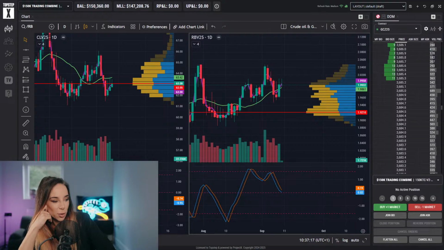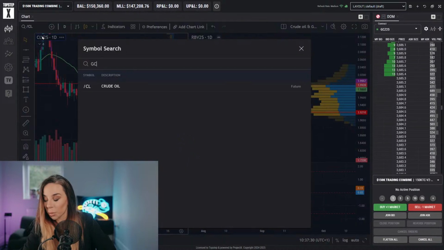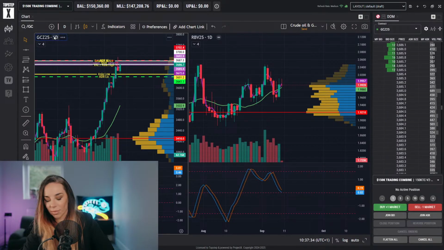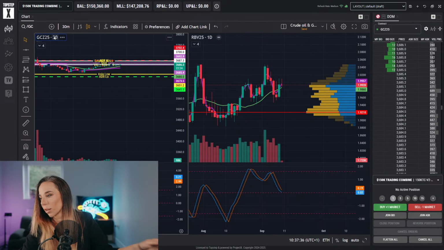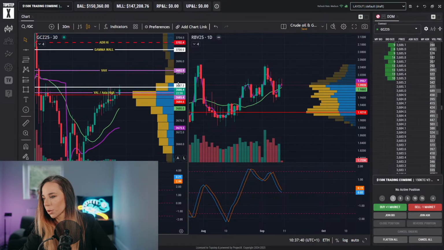GC just broke out of range. Yeah, I can see it. And then promptly pulled back. Did we do anything? No. So the bot is deeming that's not good enough for some reason. So yeah, RBOB, I'm still short biased. Still short biased.